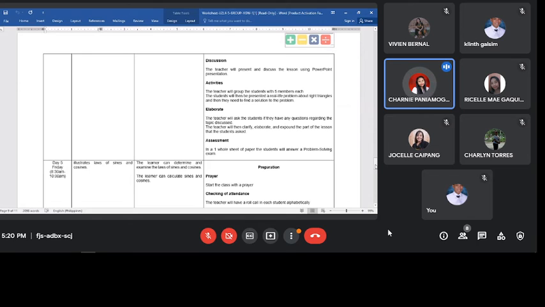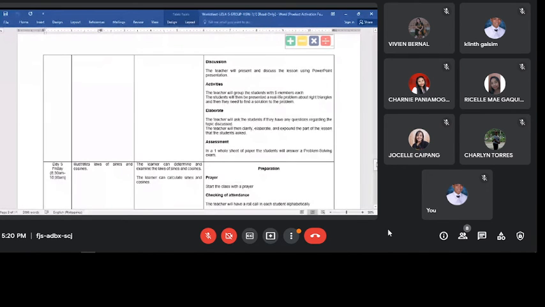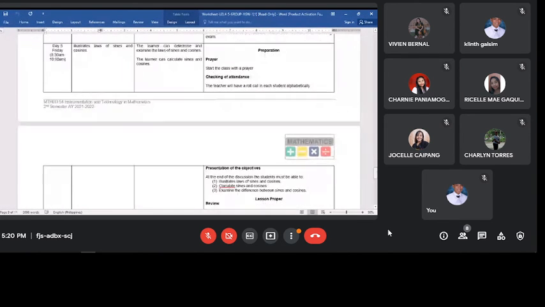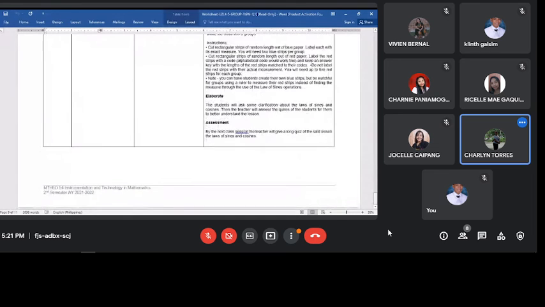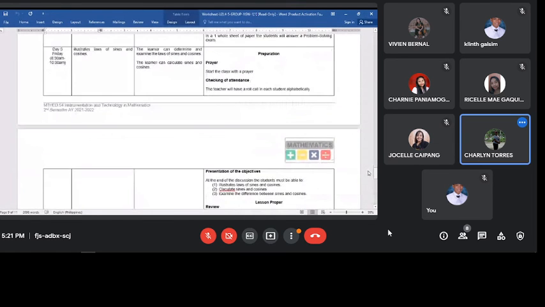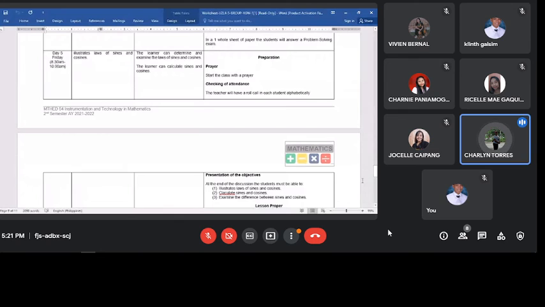For the assessment, on one whole sheet of paper, the students will answer a problem-solving exam. So for Day 5, the learning competency: illustrates the laws of sines and cosines.